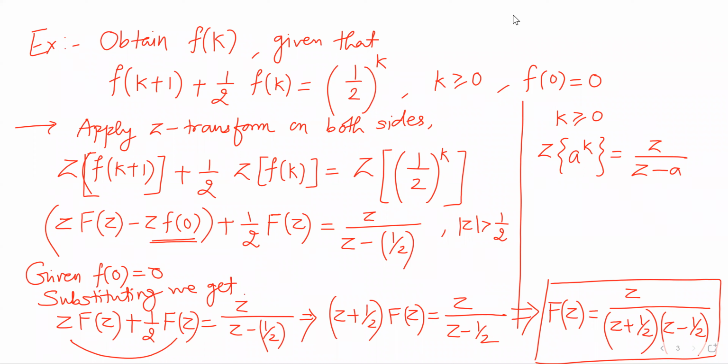The first task is, whichever expression or relation is given to you, you apply the z transform on that and substitute the initial conditions which are provided to you, and find F(z) in terms of z.